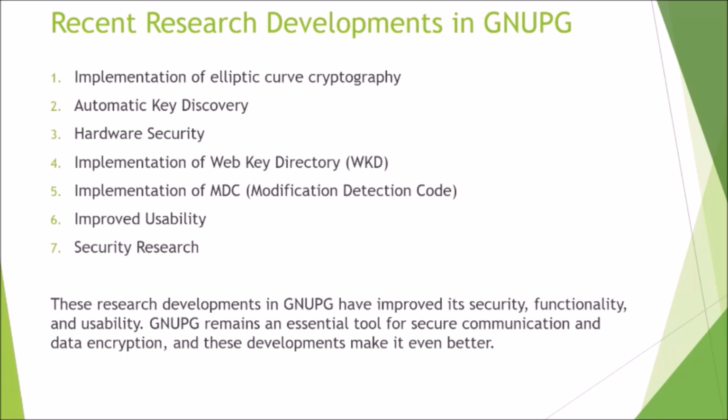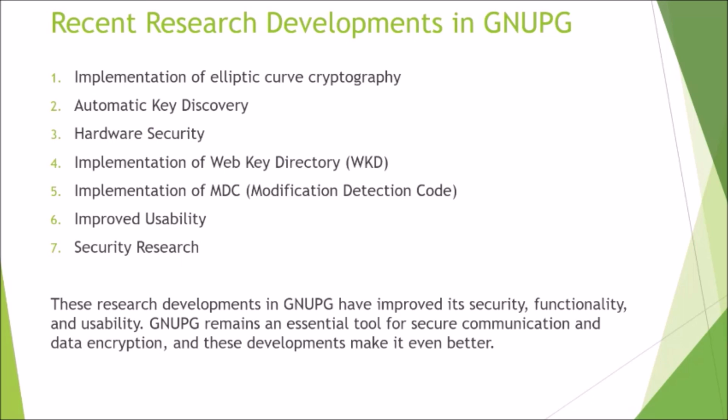With regards to automatic key discovery, GNUPG 2.3 introduced a new feature called AutoCrypt Level 1, which enables automatic key discovery and encryption. This feature is designed to make it easier for users to encrypt their emails without the need for manual key management.